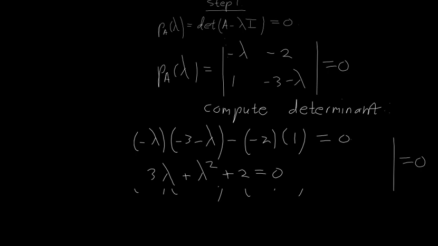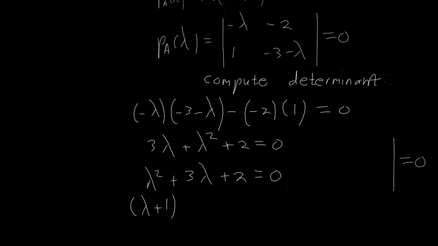And since it's a quadratic equation as a function of lambda, we want to put it in highest degree polynomial first and then lowest degrees, so forth to the right. So it's better to write it like this: lambda squared plus 3 lambda plus 2 equals 0, where lambda is a variable. The next step, which you should know from your linear algebra classes, is we need to factor. So if we factor our quadratic equation, we get lambda plus 1 times lambda plus 2, and this is all equal to 0.